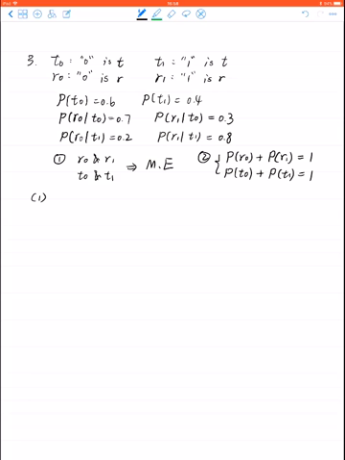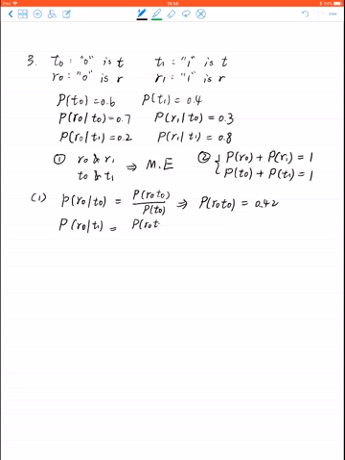By the equation of conditional probability, P(R0 | T0) equals the intersection of R0 and T0 divided by P(T0). Then we can figure out that the intersection of R0 and T0 equals 0.42. And likewise, P(R0 | T1) equals the intersection of R0 and T1 divided by P(T1). Then we can figure out that the intersection of R0 and T1 equals 0.08.